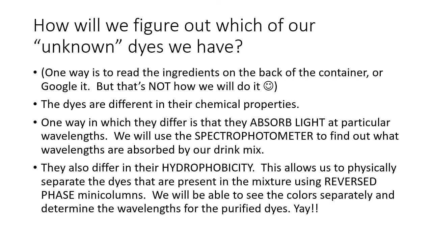Okay, so how are we going to figure this out? The answer is on the back of the food container, but that's not how we're going to do it. The idea is that these dyes are different colors. They differ in their chemical properties, and one way in which they differ is that they absorb light at particular wavelengths. We're going to use the spectrophotometer to find out what wavelengths are absorbed by our drink mix. That's going to give us a pretty good guess right there as to what's in there, because these are very different in terms of their colors.